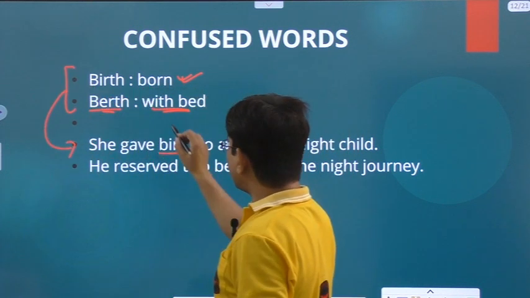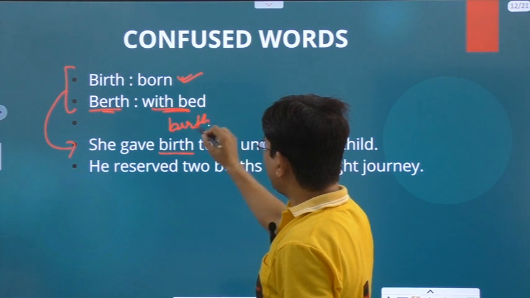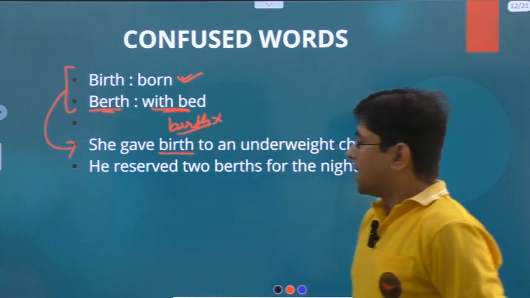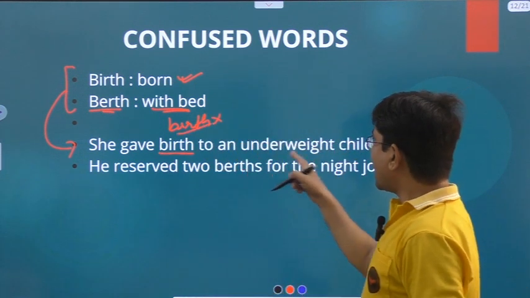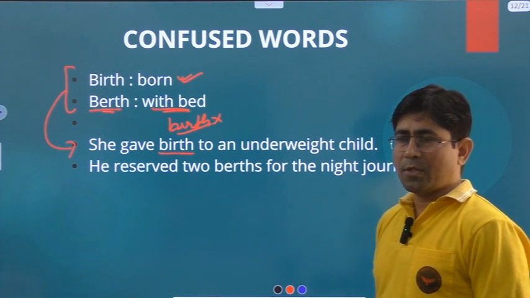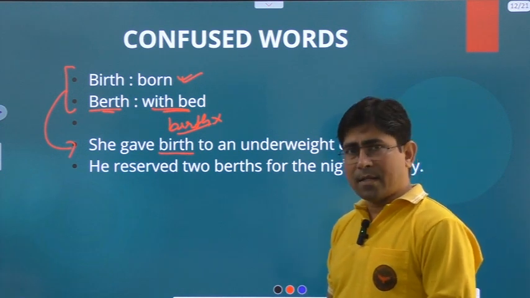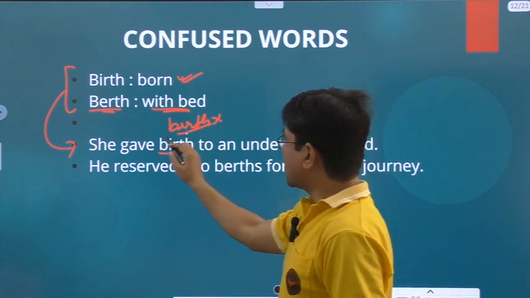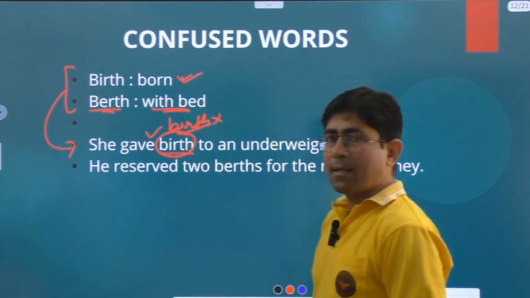She gave birth, not berth. Okay, this will be wrong, foolish. She gave birth to an underweight child. Means she delivered a baby and that was underweight. Okay, so birth, B-I-R-T-H, will be the correct one.